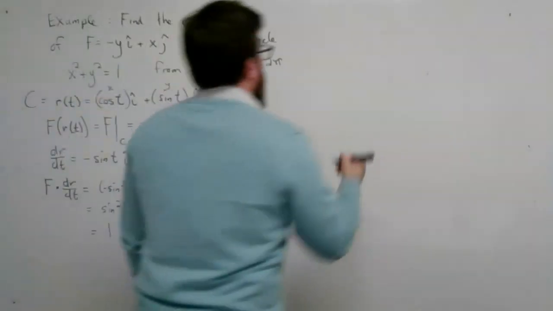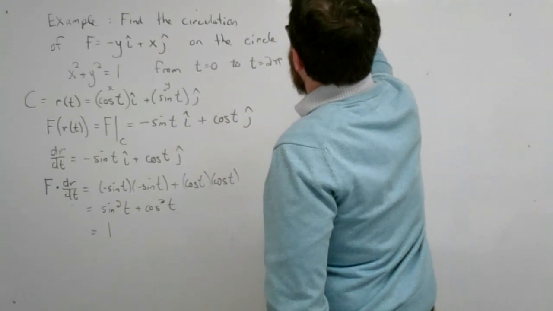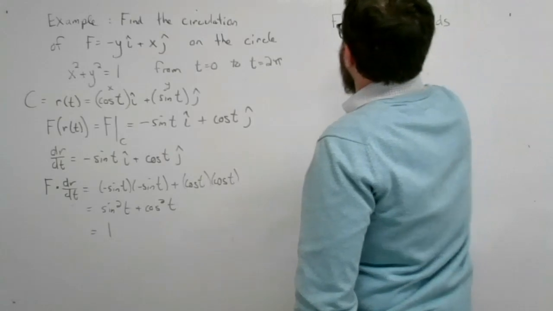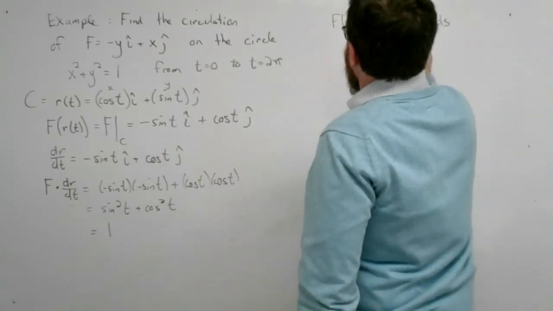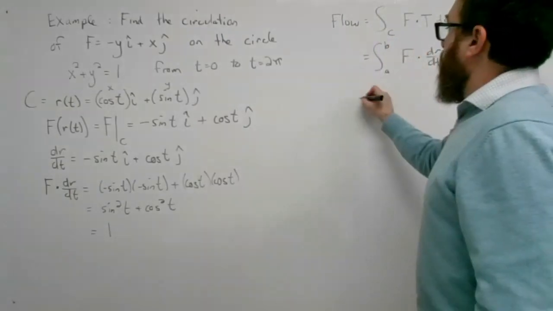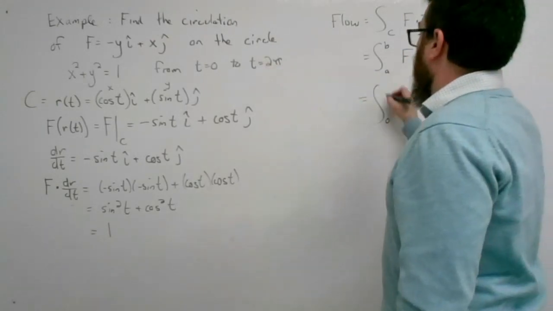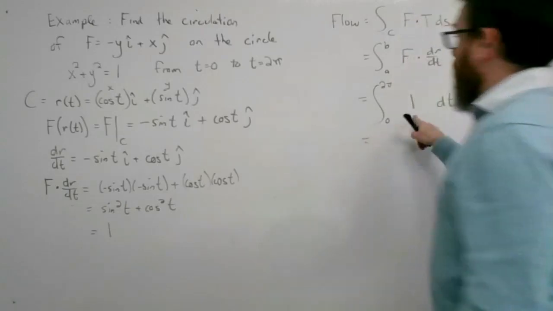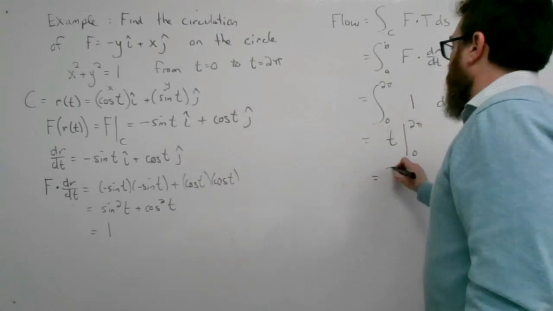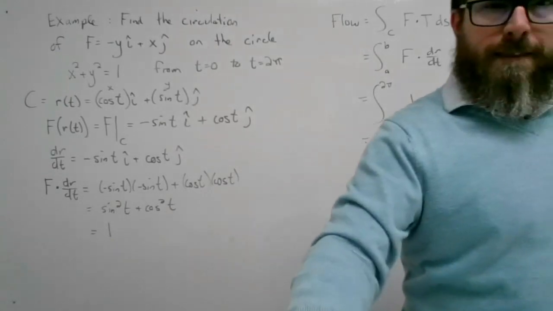So that means our flow integral, or our work integral, or our circulation integral, because it's a closed flow, we'll write it as flow, but we know it's circulation, is the integral over the curve of F dot T ds, which ends up being the integral from a to b of F dot dr dt. I know this dot product is just going to be 1 dt, and I know a and b were given as 0 and 2 pi. So the integral of this with respect to t is going to be t, evaluated from 0 to 2 pi. So this flow is going to be 2 pi, and the circulation is 2 pi.